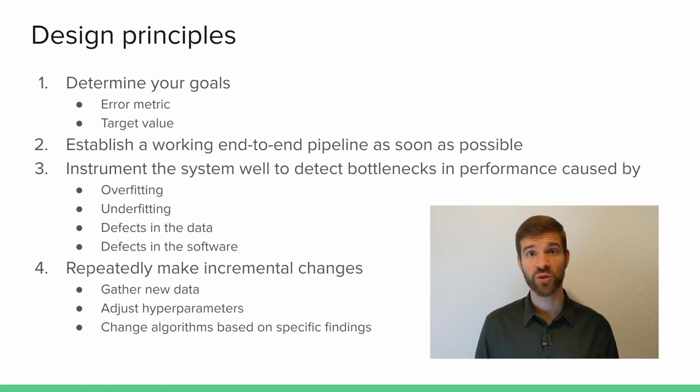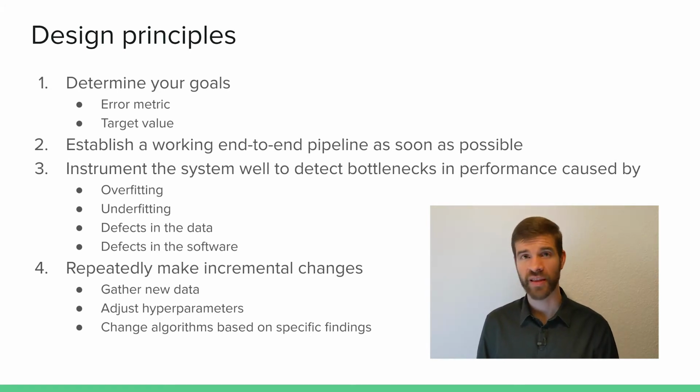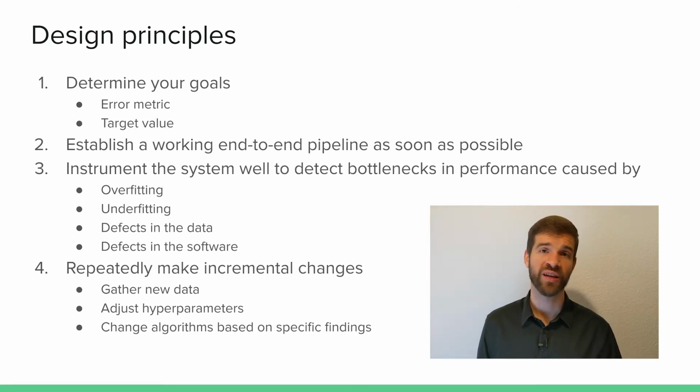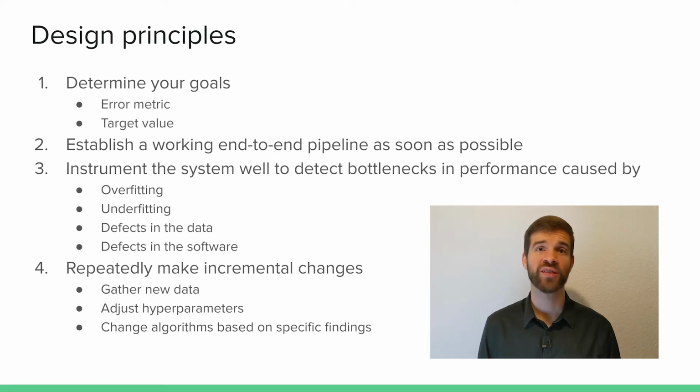Instrument the system to your needs and debug the hell out of it to detect some bottlenecks in performance that could be caused by overfitting. If your model is too powerful here, then what would you do? You would add some regularization. If it's underfitting, you would try to increase the capacity. And of course, there can be defects in the data itself that you're training on, some noise, some incorrectly classified samples, or defects in the software.